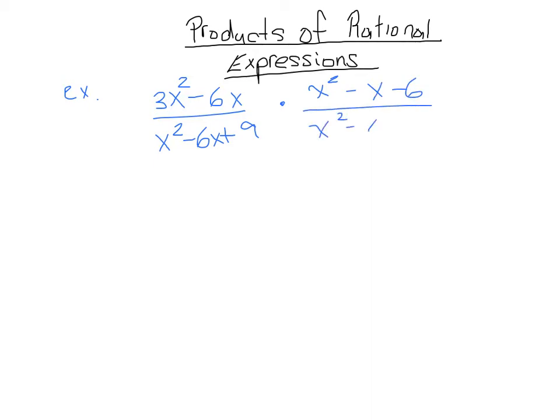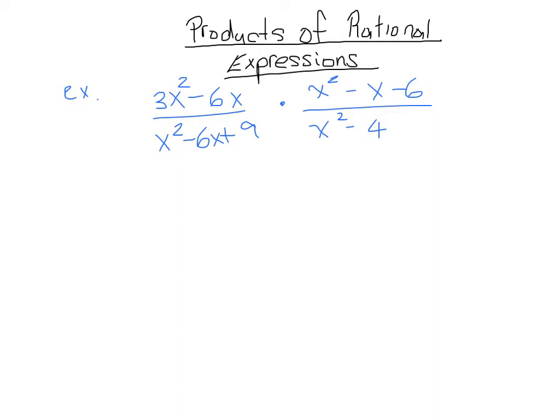All right, so in our example, we have (3x squared minus 6x) over (x squared minus 6x plus 9), and I want us to multiply that by (x squared minus x minus 6) over (x squared minus 4). But not only do I want us to multiply these two things, I want us to get the answer in the simplest form.